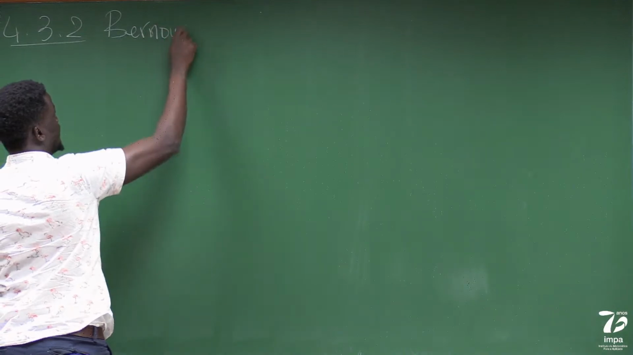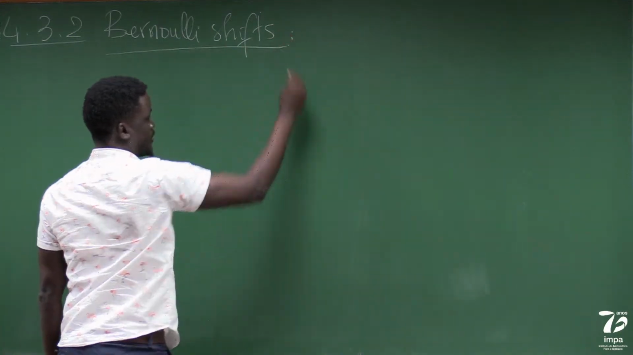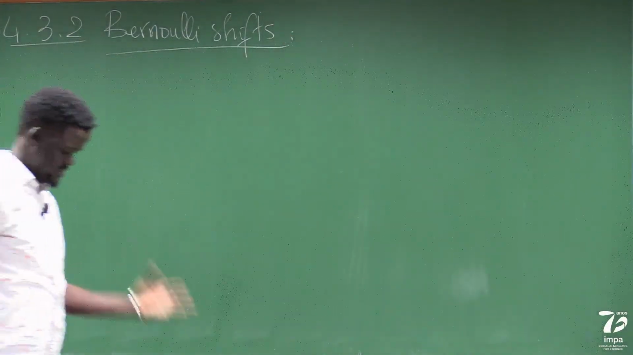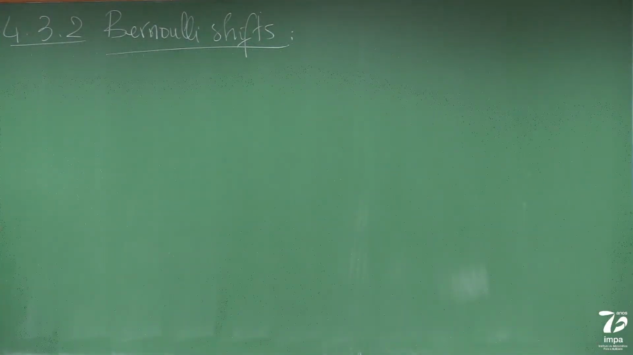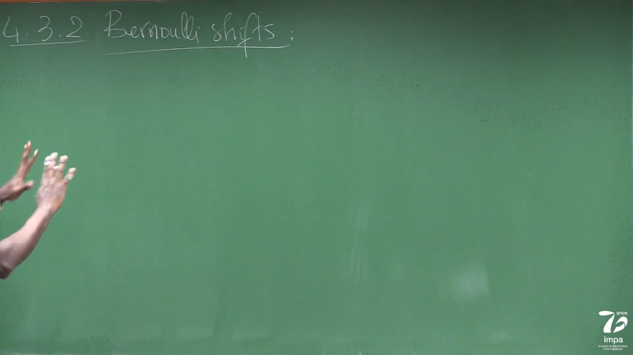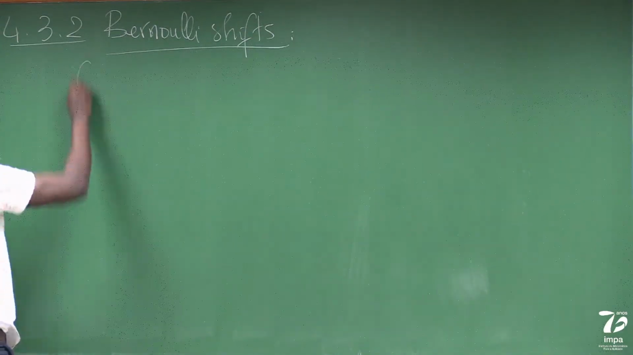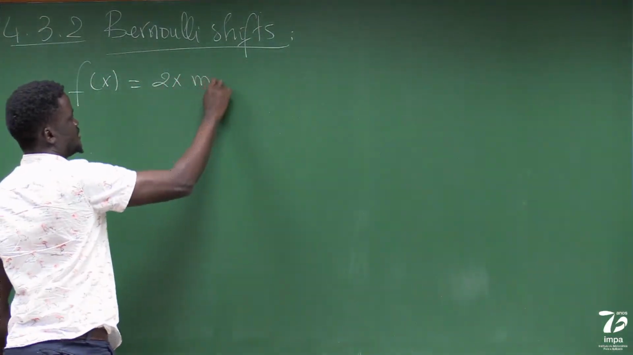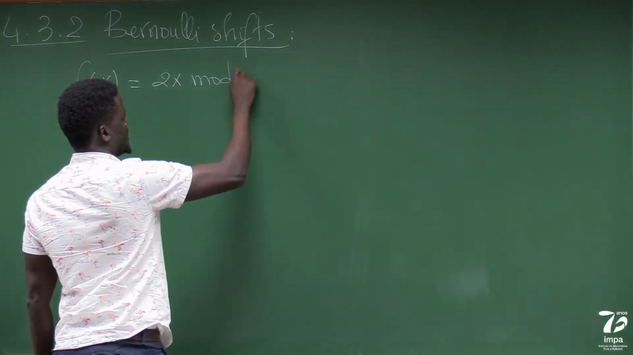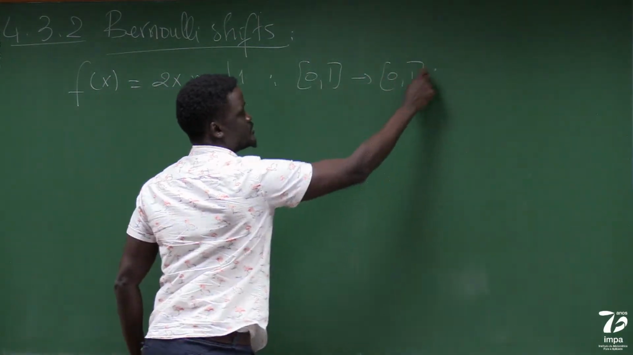Bernoulli shifts. This is a type of dynamical system that has a lot of application in many areas of sciences, but for our purpose, I will give an introduction to the Bernoulli shift just using this type of map, and I will say why it is important to study this dynamics. The map 2x mod 1 on [0,1].